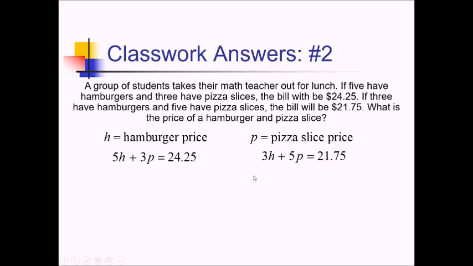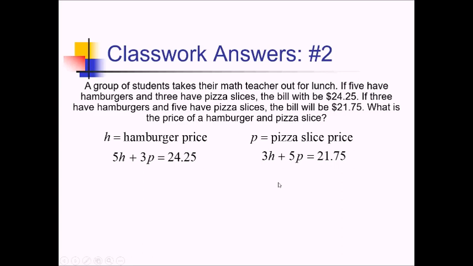So I have to figure out if I'm eliminating the H or the P for my first step here. I'm going to try to eliminate the H's. I have a 3H over here and a 5H over here. 3 and 5 both go into 15, so I want to make one of these into a 15H and the other into a negative 15H.